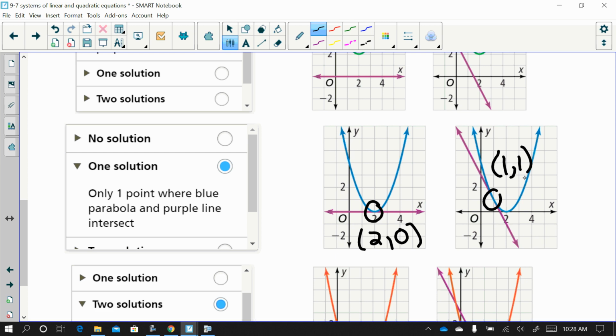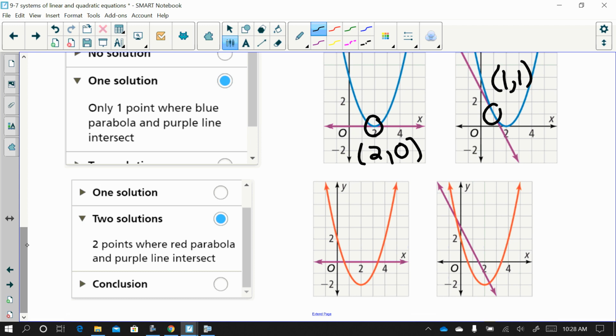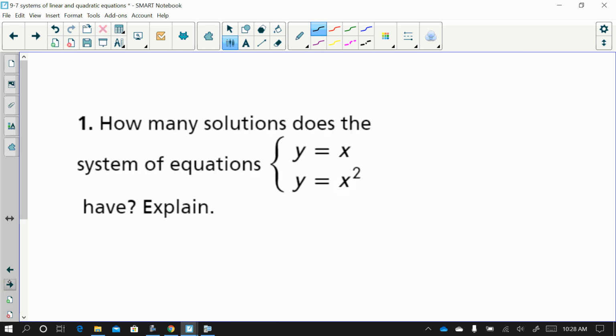And then finally, we also could have two solutions. Okay, notice the purple line and the red parabola. Okay, two solutions, one right here, one right there. Okay, those points are a little harder to see, so I'm not going to write them. And then over here, we got a point here and a point here. Again, I'm not going to write those points because those are decimals and I like to be accurate. Okay, so 0, 1, or 2 solutions.